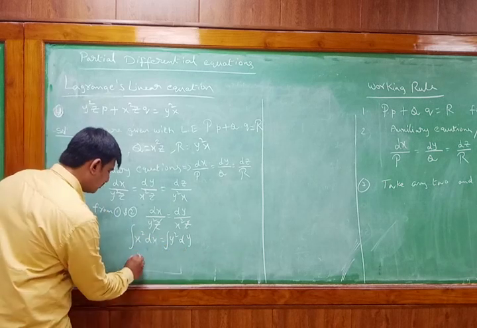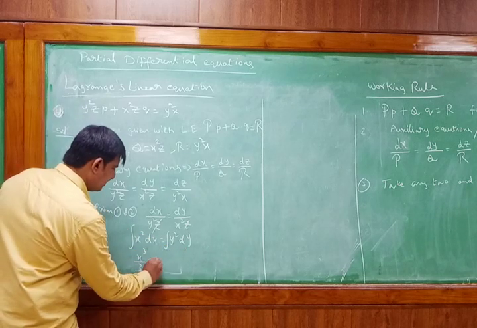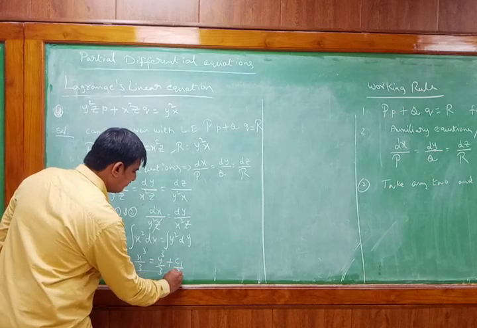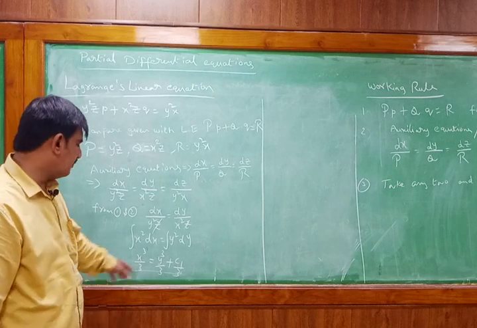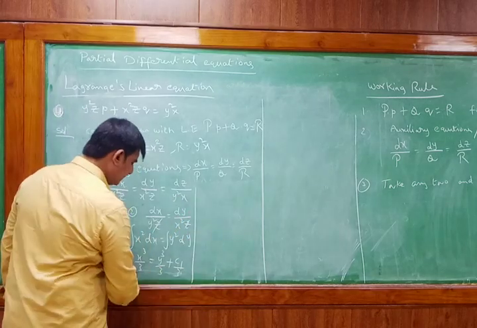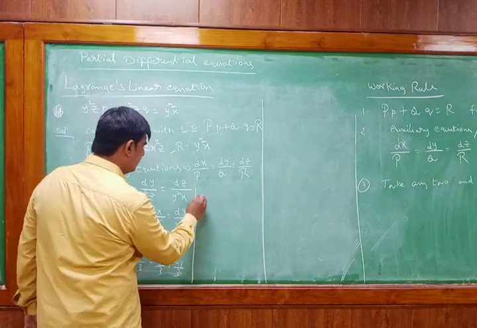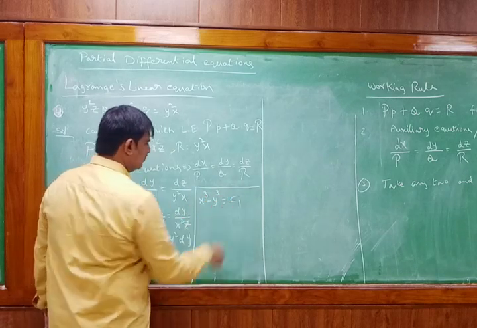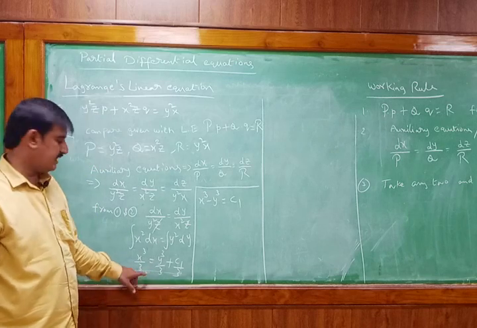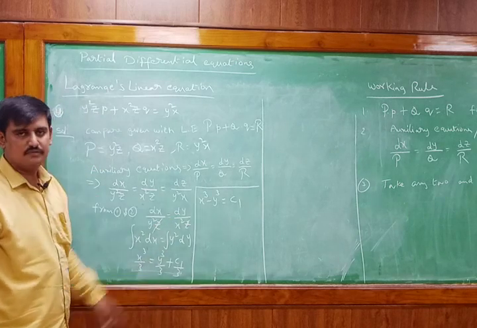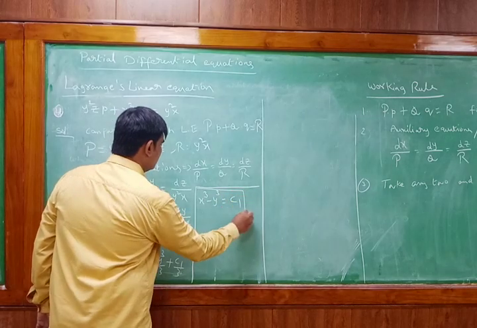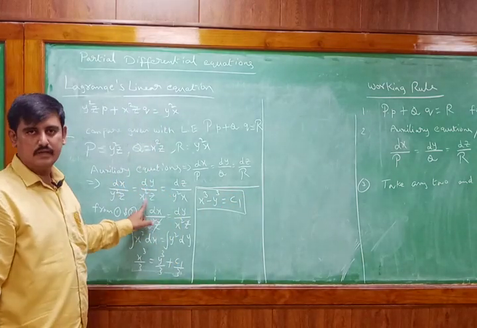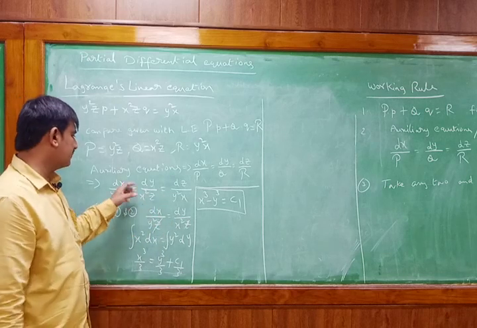The integration of x square is x cube by 3, the integration of y square is y cube by 3, and the constant is C1 by 3. To cancel 3, I took 3. Now take the LCM, 3 and 3 got cancelled. Bring y cube to this side: x cube minus y cube is equal to C1. This is C1.